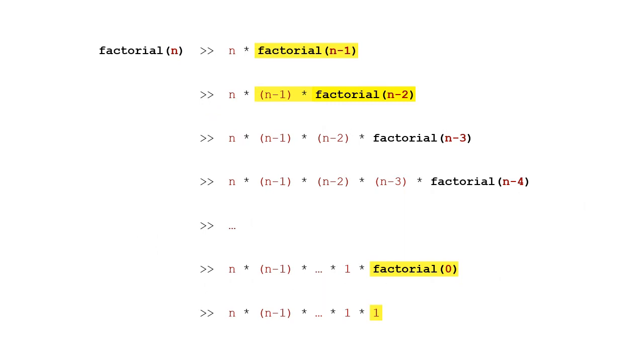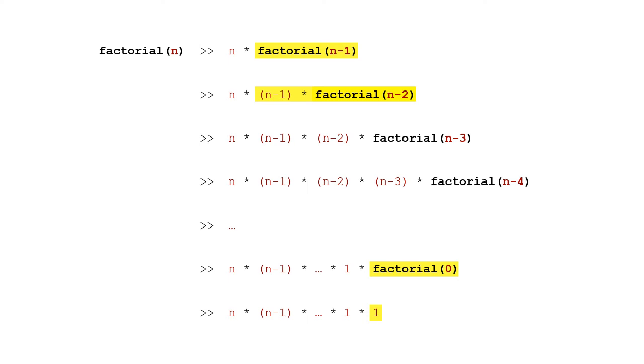So in general, factorial of n returns n times factorial of n minus 1. Factorial of n minus 1 returns n minus 1 times factorial of n minus 2, and so on, until it reaches the last one, factorial of 0, which returns 1.